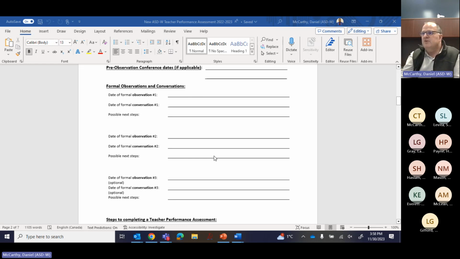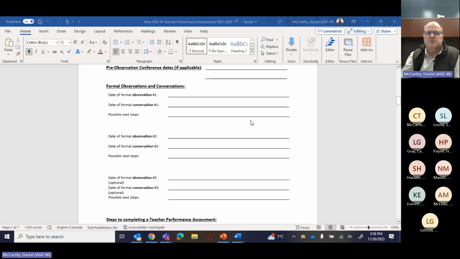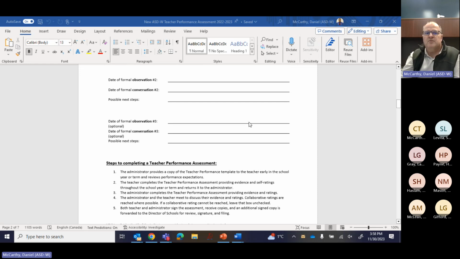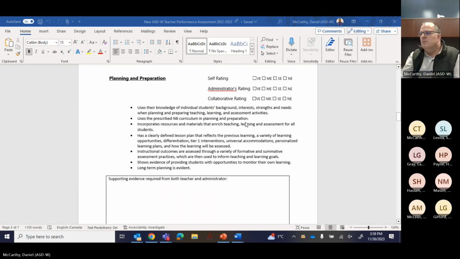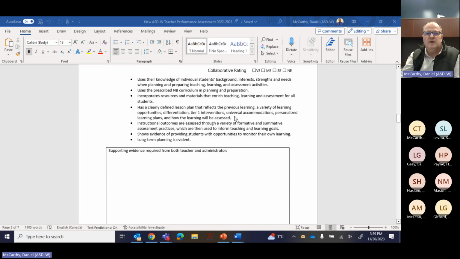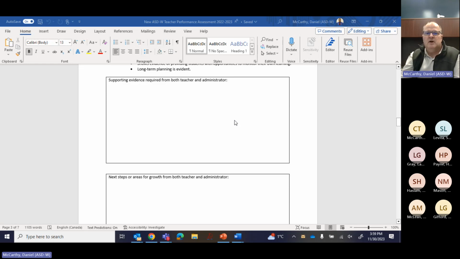And we'll do 2 observations. I've already done the minimum of 4 walkthroughs. We do probably between 5 and 10, and the formal observations. Once I'm done both of those, we'll have a discussion. I'll share this form with the teacher I'm doing it on. She will do the self-rating, and I'll do the administrative rating. We also both have supporting evidence.